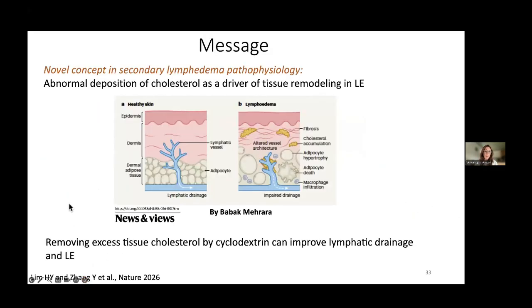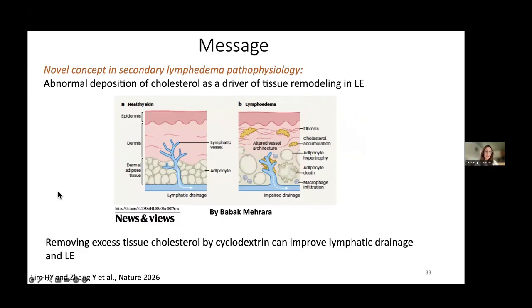So basically, in this last part, I've shown you that we propose that secondary lymphedema pathophysiology involves this abnormal deposition of cholesterol. I didn't present all the data, but we propose that it's really driving some of the changes observed in this tissue during secondary lymphedema. But we also provide evidence that removing this excess tissue cholesterol using cyclodextrin can improve lymphatic drainage and lymphedema.